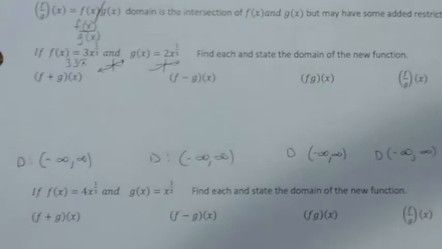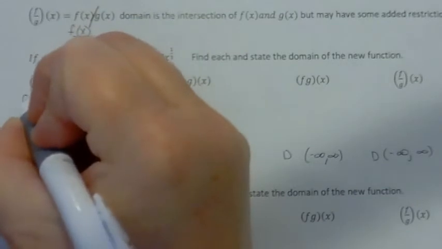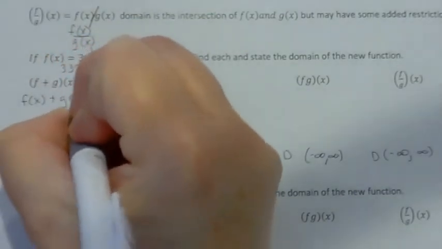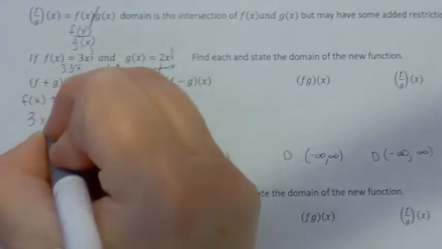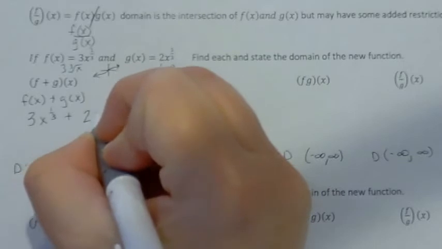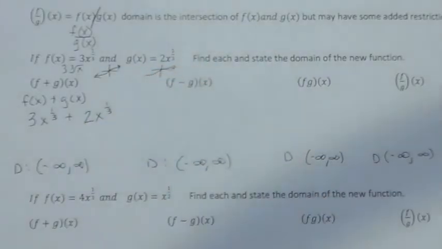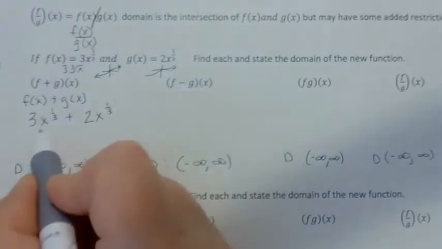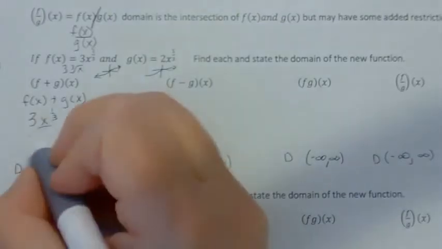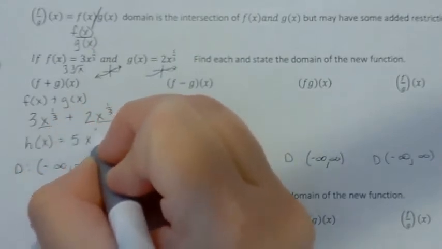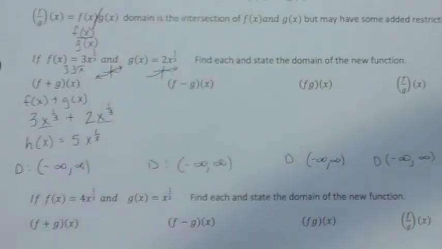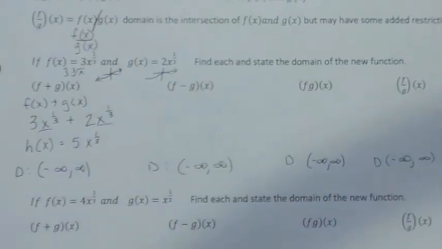All right, so let's start with f plus g of x. You could write that as f plus g of x or f of x plus g of x. So I'm going to take the f function and add the g function. And this one is nice because they both have x to the 1/3 power, so that means that I have like terms, so I can add the coefficients. So my new function that's created is 5x to the 1/3 power. So what that would do on this one, it looks like, is it would stretch it out.